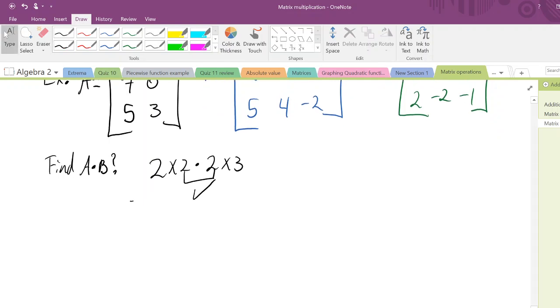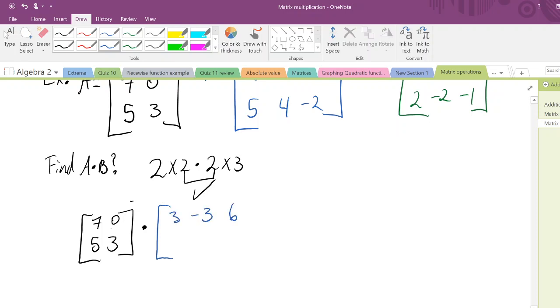So I write my A down: 7, 0, 5, and 3, times 3, negative 3, 6, 5, 4, and negative 2. Okay, so this is what I'm going to have to do. I'm going to grab each row times each column, and then add them up. I'm going to go this row times this column first, and then add them.